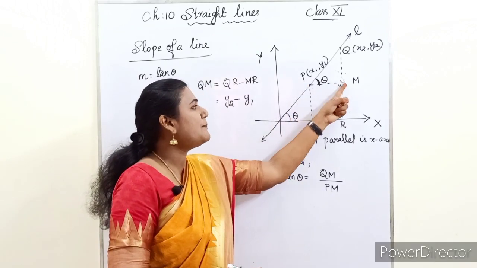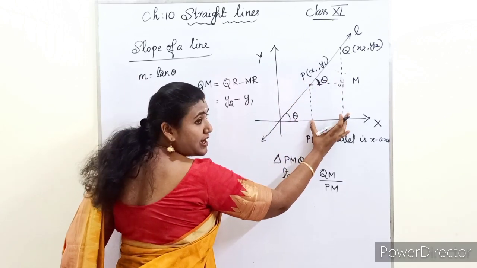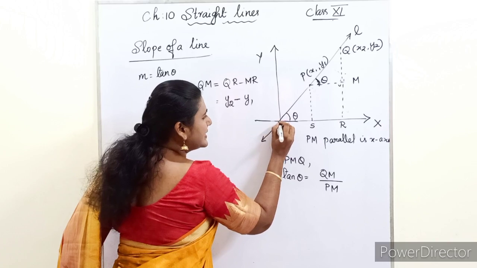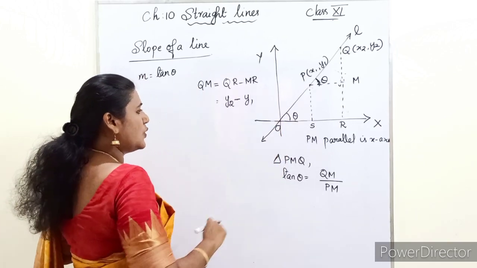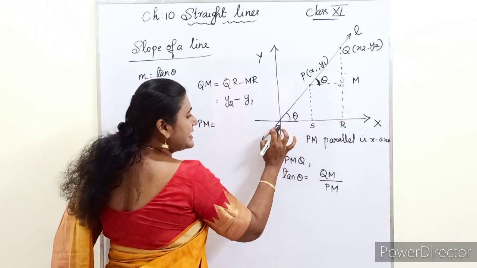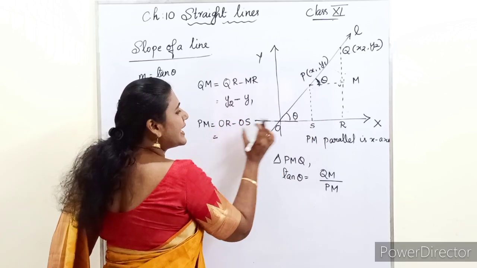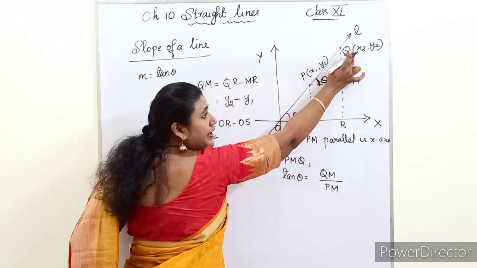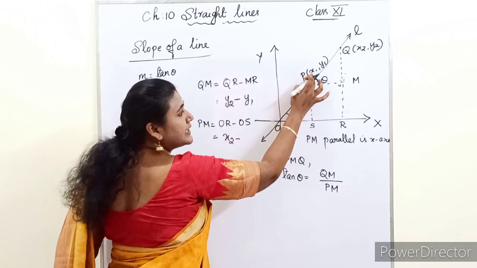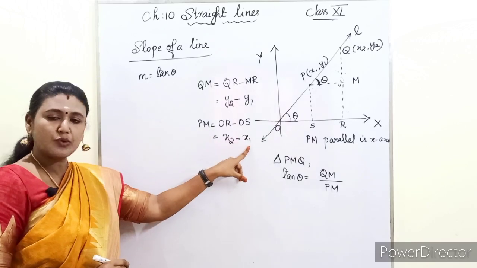Similarly we are going to find the PM value. So how to find this PM? PM is nothing but SR. Both PM and SR distances are same. So if we denote this point as O, we can write PM equal to SR as OR minus OS. You know that this OR distance is the X coordinate of this point Q, so X2, minus OS, which is the X coordinate of the point P, so X1. So we got PM value as X2 minus X1.